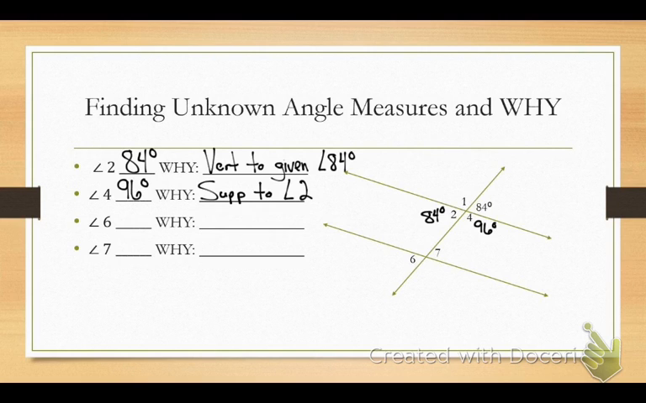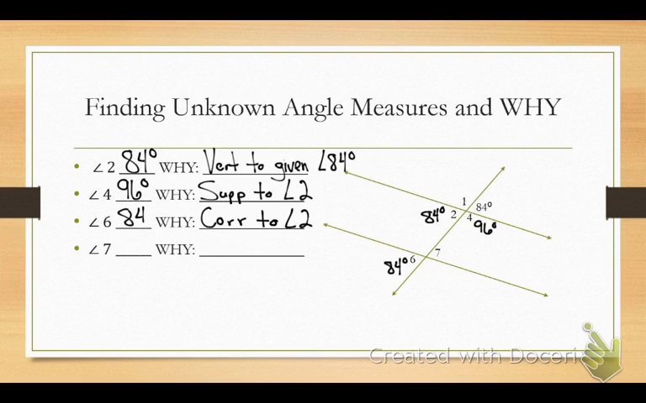Okay? Go ahead now and find 6 and 7. What's the measure of angle 6? 84 again. Why? Alternate exterior. Ooh, alternate exterior, I like it. It's alternate exterior to the given angle measure. Why else would it be 84? Corresponding. That's what I put. Corresponding to 2. I like it, Robbie.